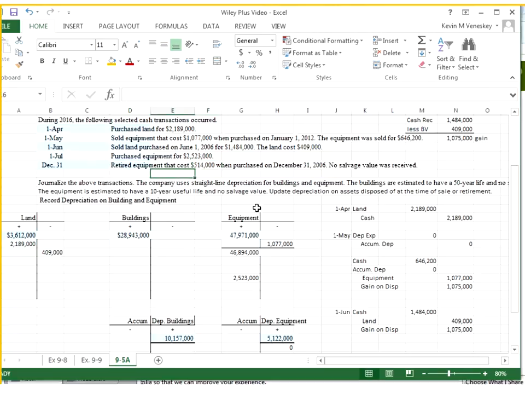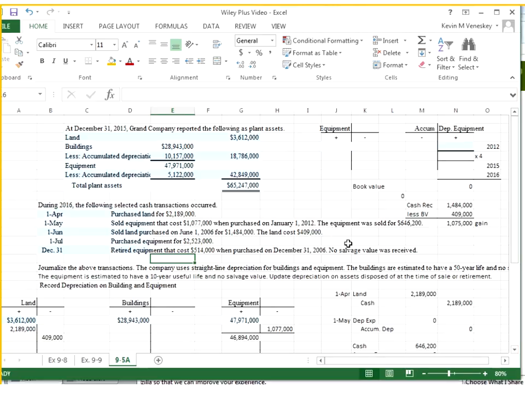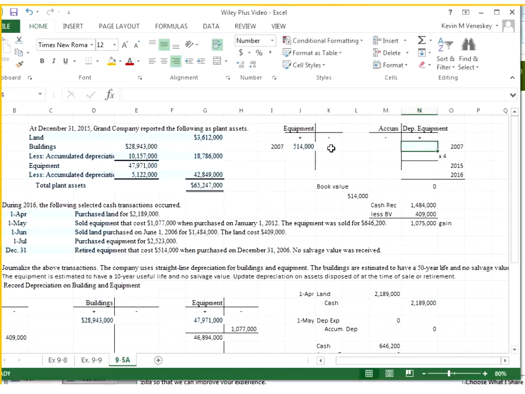So we retired a piece of equipment that cost $514,000 when it was purchased in 2006. No salvage value. Nothing was received, meaning we didn't get anything for it. So I need to figure out, have I completely used this equipment? If I purchased it at the end of 2006, I wouldn't depreciate it for one day. You could think of this as saying that I bought it January 1, 2007, the very beginning of that 2007 year. And so my first depreciation would have been in 2007 as well. And remember, all equipment has a 10-year life, and there was no salvage value.